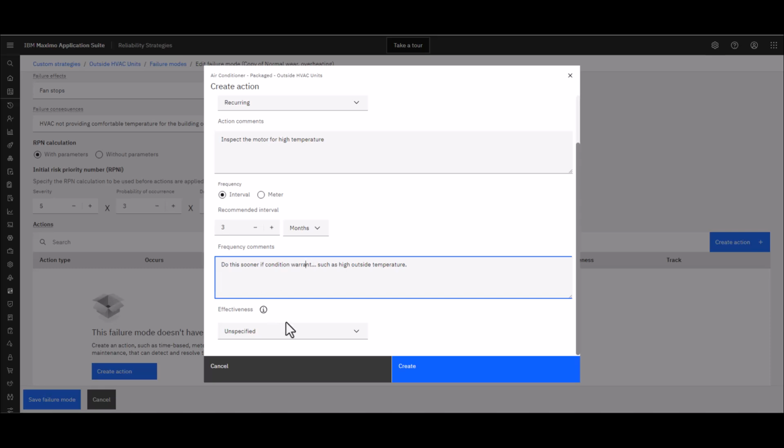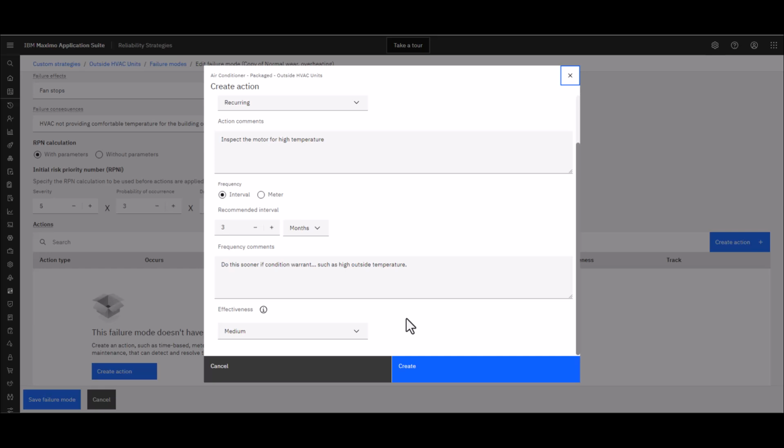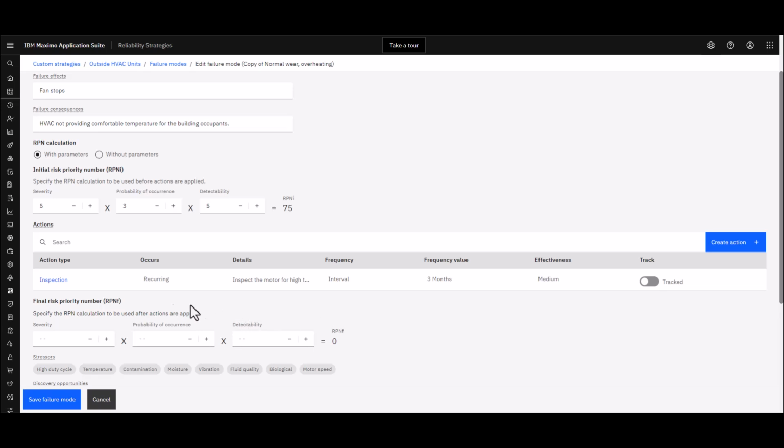Okay. Now the effectiveness is something I'm going to determine ahead of time, and I'm just going to say that this is a medium effectiveness. Okay. So I go ahead and create this action, and again I could have multiple actions here for this particular failure mode if I'd like. In my case, I'm just going to do an inspection. Over here on the far right hand side, this is very important, is do you want to track this action in the tracking piece of your strategy? And so be sure that you choose tracked, because the default is not tracked.